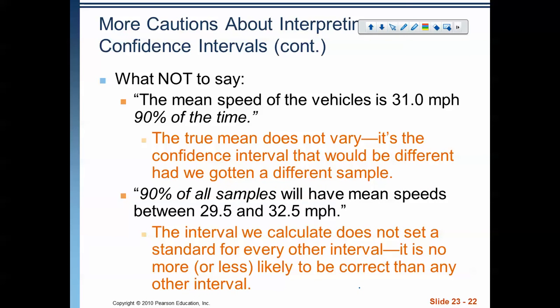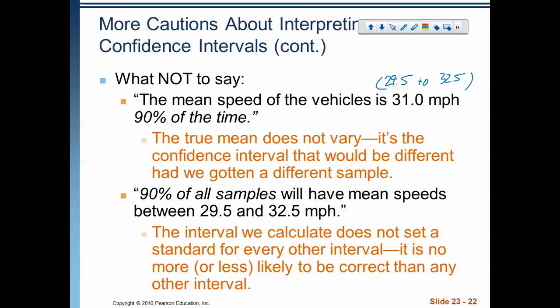Other things not to say. The mean speed of vehicles is 31.0 miles per hour 90% of the time. You could also say the mean speed is within 29.5 to 32.5 90% of the time. That is a wrong thing to say, right?